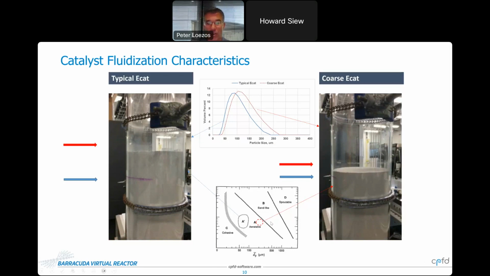And so again, I want to draw your attention to the Geldart diagram below. As I mentioned before, the FCC catalyst is a group A type of particle, right? Nice window of expansion. As we begin to lose the fines or coarsen the catalyst inventory, you start to move to that A-B transition, right? And you get a much smaller window of stable expansion.